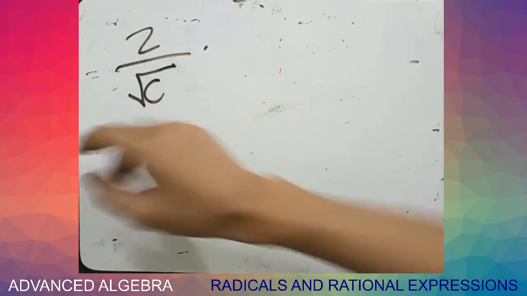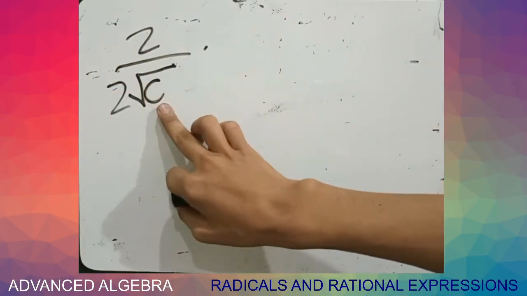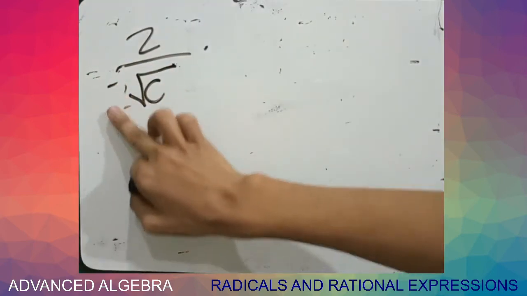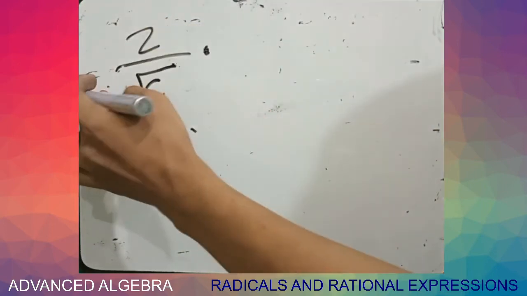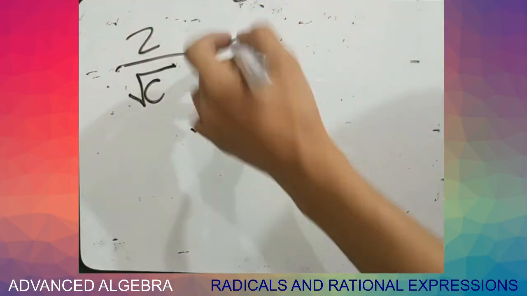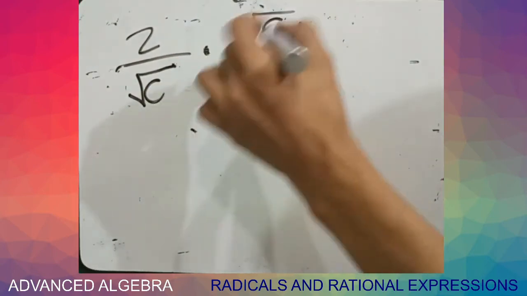Bukod yung, kunwari, may 2 dito, hindi natin kokopyahin si 2. Ang kokopyahin natin is si square root of c. So, sa case na to, square root of c. Wala naman siyang katabing 2, di ba? Okay. So, itatayin natin siya dun sa c. Yan.